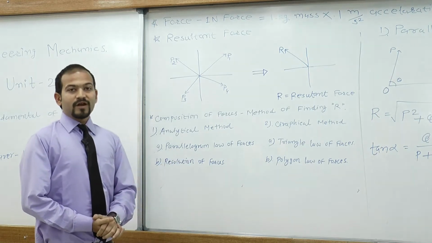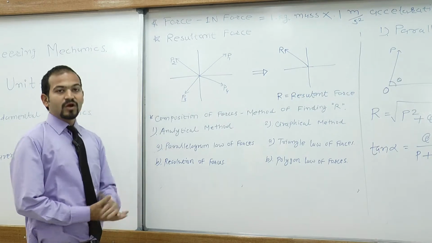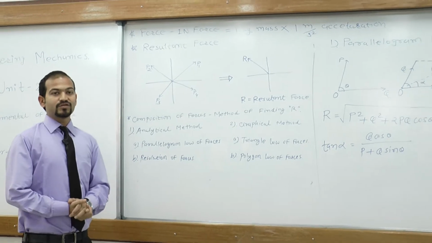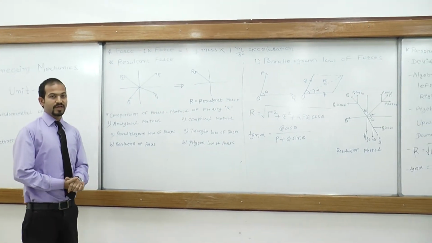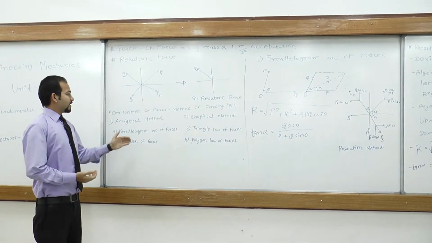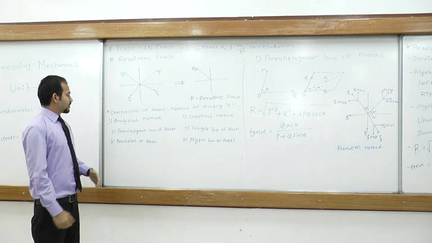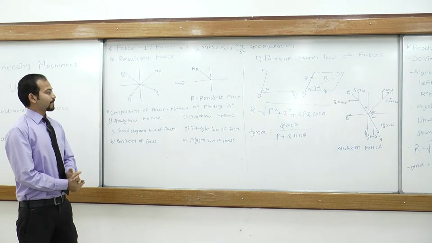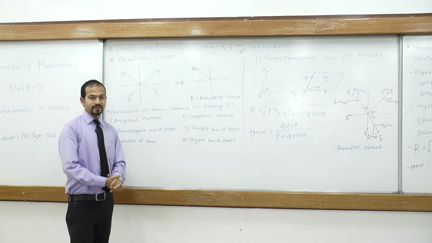There are many methods of finding resultant force in engineering mechanics. The method of finding the resultant force is called composition of forces. The methods are the analytical method and the graphical method. In the analytical method we study the parallelogram law of forces and resolution of forces, and in the graphical method we study the triangle law of forces and the polygon law of forces.